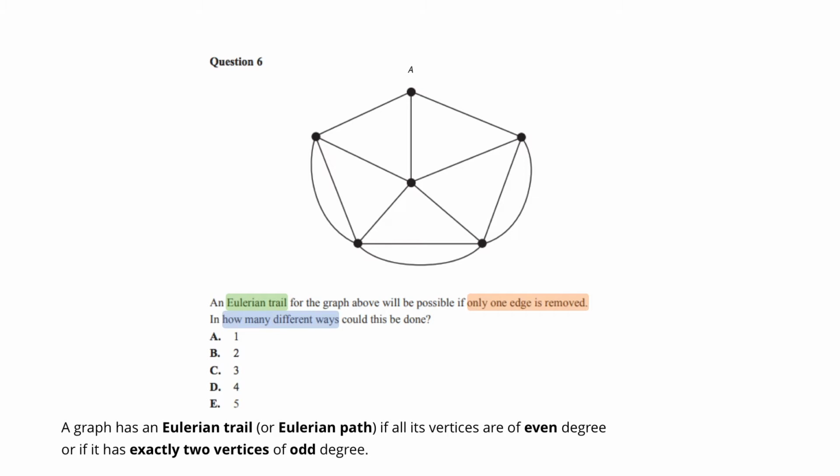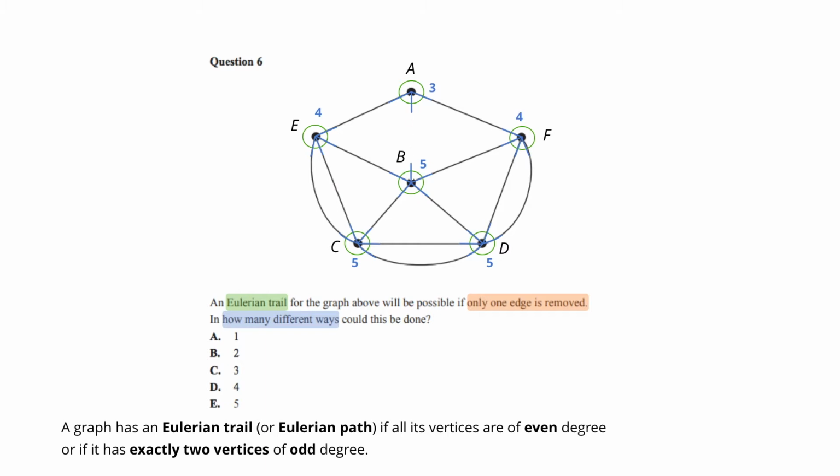Let's start by labeling the vertices A, B, C, D, E, and F. Now we are going to determine the degrees of each vertex. A, degree 3, B, degree 5, C, degree 5, D, degree 5, E, degree 4, and F, degree 4. Notice that there are 4 vertices of odd degree.